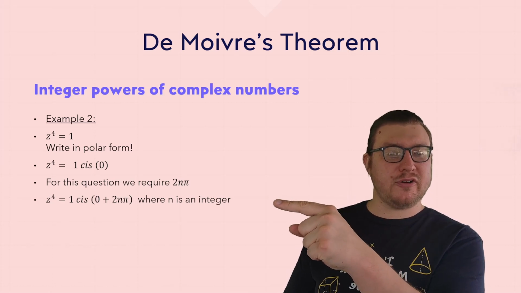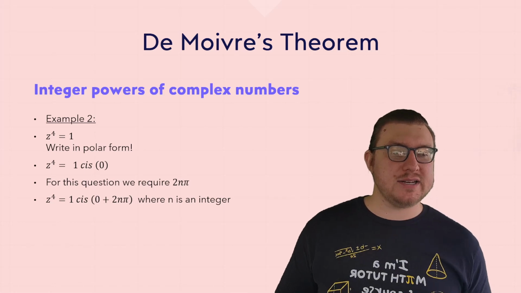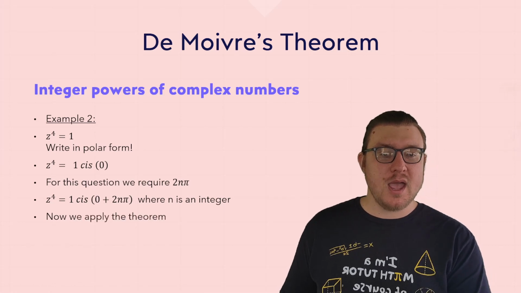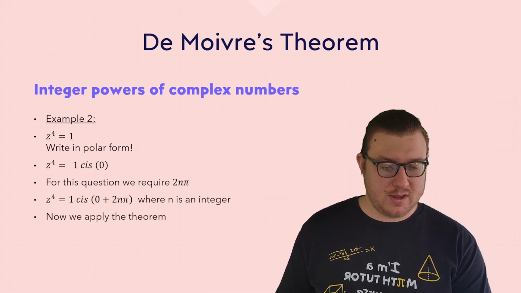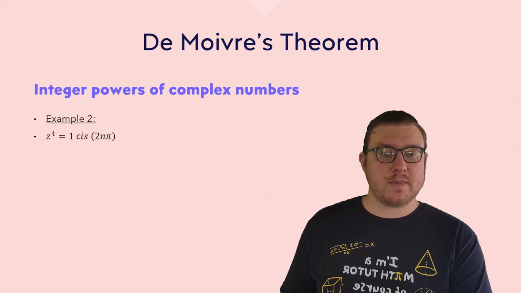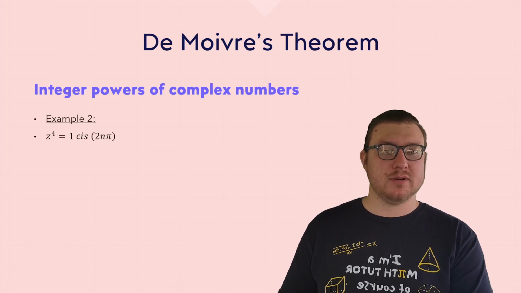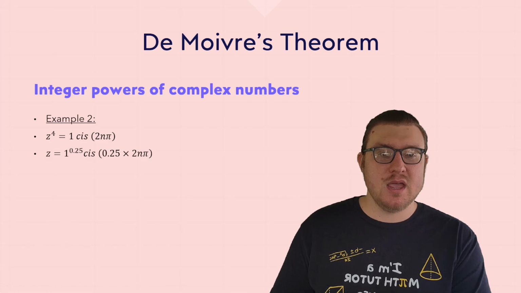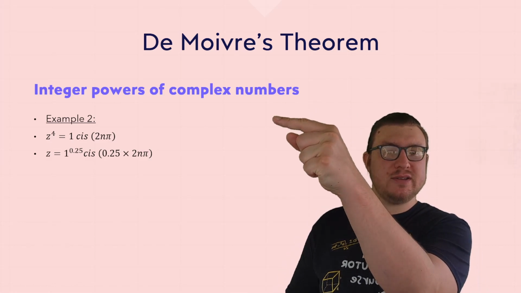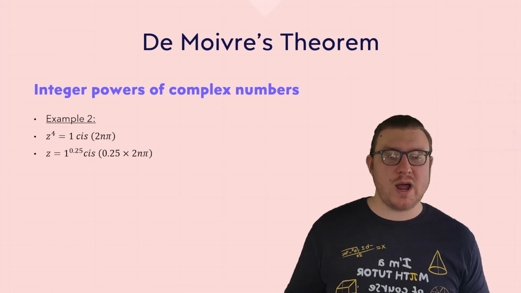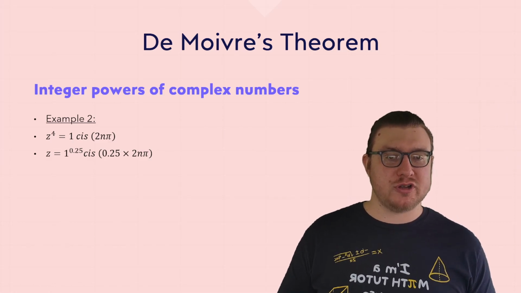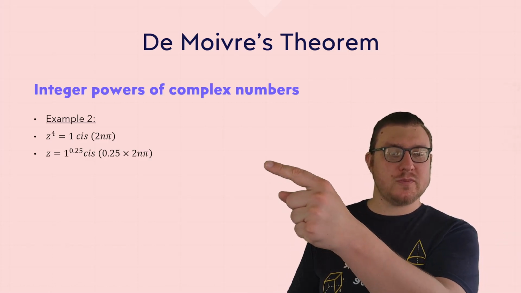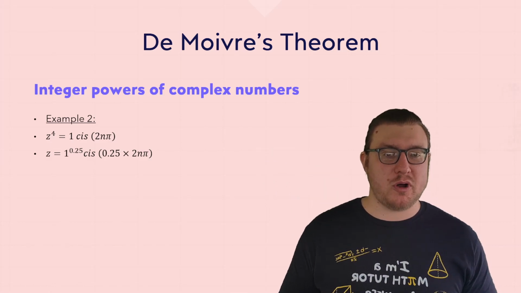Bonus point, if I was marking it, if you tell me that n is an integer. Usually in the marking schedule they ignore that. Now we can apply the theorem. So we have written our number, 0 plus 2n pi, remember it's just 2n pi. So if we want to get from z to the 4 to z to the power of 1, we need to take the 4th root, so to the power of 1 over 4. To make it look better, I just wrote to the power of 0.25.